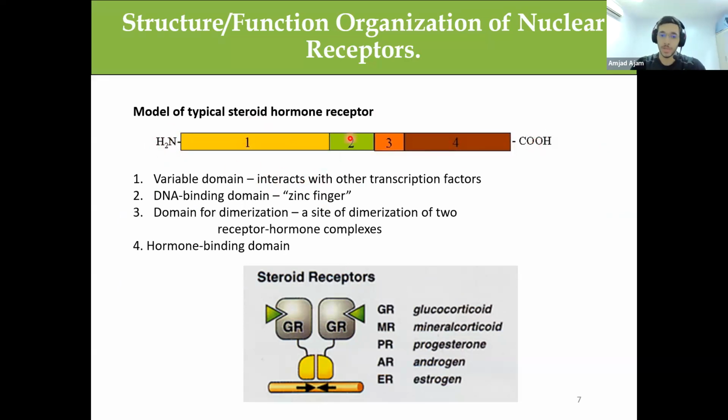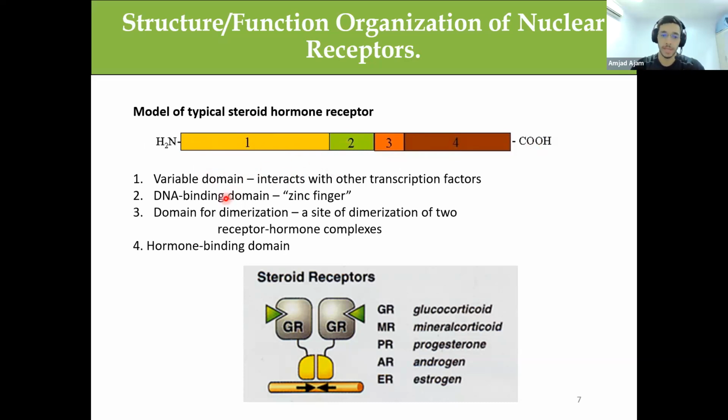The steroid hormone receptor contains multiple domains. Number one, we have the variable domain. The variable domain basically interacts with other transcription factors. Again, what are transcription factors? They are molecules that induce or suppress the transcription.